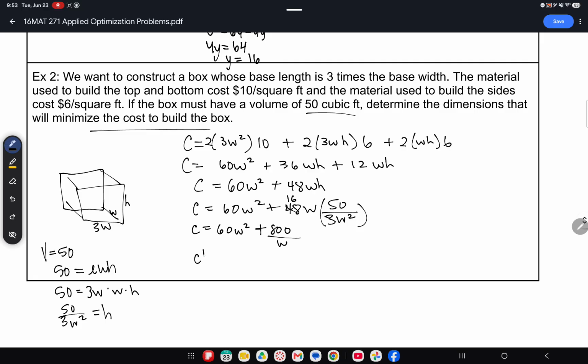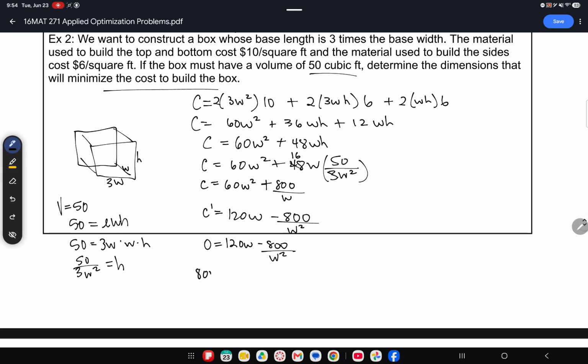And let's see. So the derivative, we get 120W. And then really that's 800 times W to the negative 1. So it's going to be minus 800 and then W to the negative 2, which I'm going to rewrite as W squared in the denominator. To find the critical value, we want to have it equal to 0. Then I want to add that 800 over W squared, and then maybe do some cross multiplying here.